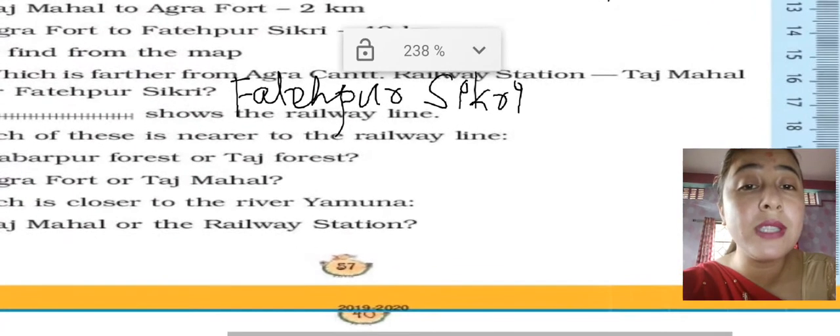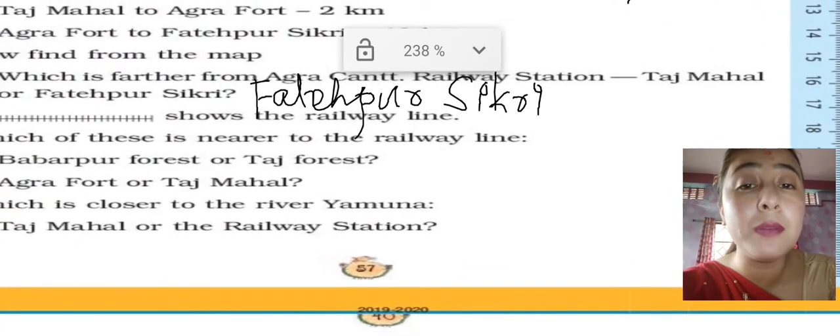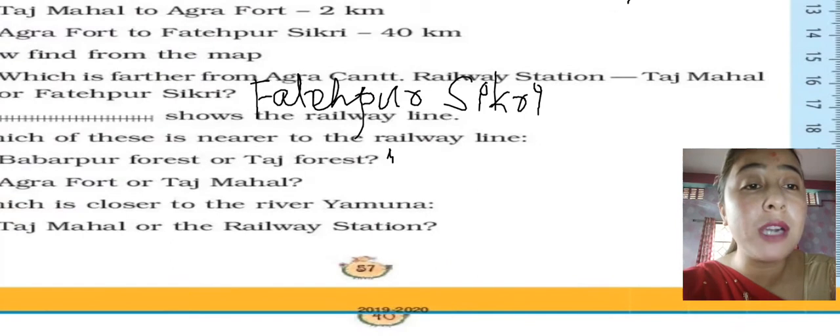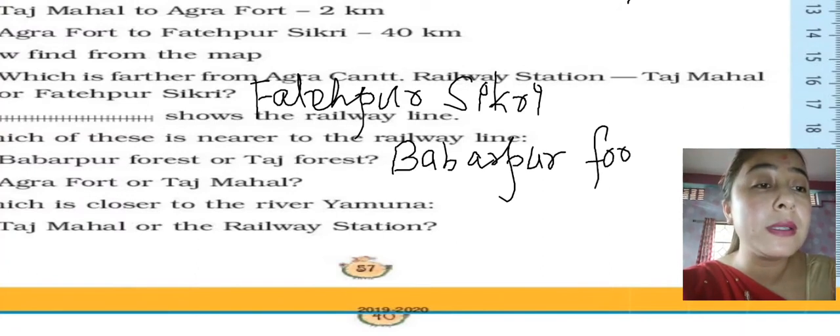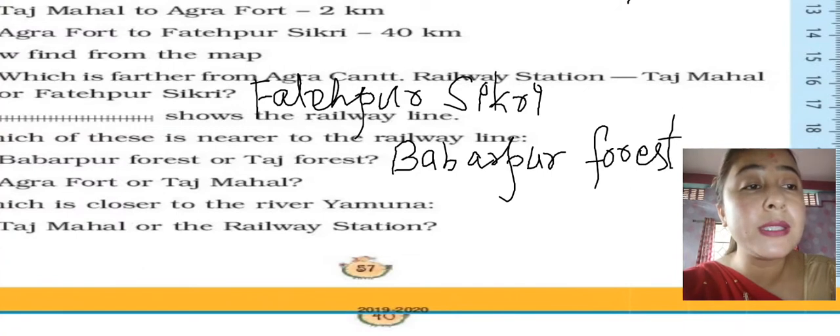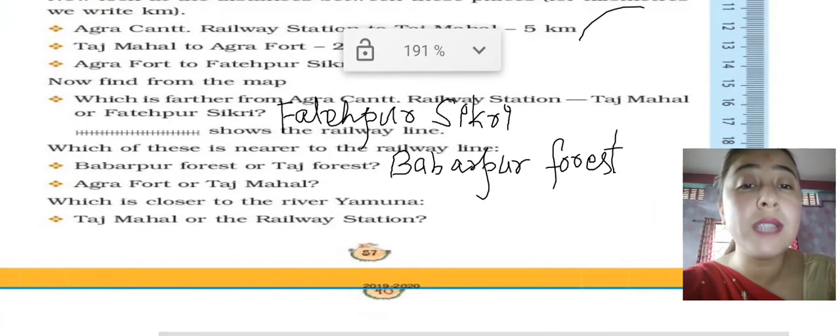Sorry, it is not Barbar, it is Barbarpur Forest. So start writing Barbarpur. How will you write Barbarpur? Spelling is there. B-A-B-A-R, Barbar. P-U-R. Barbarpur Forest. Barbarpur Forest.